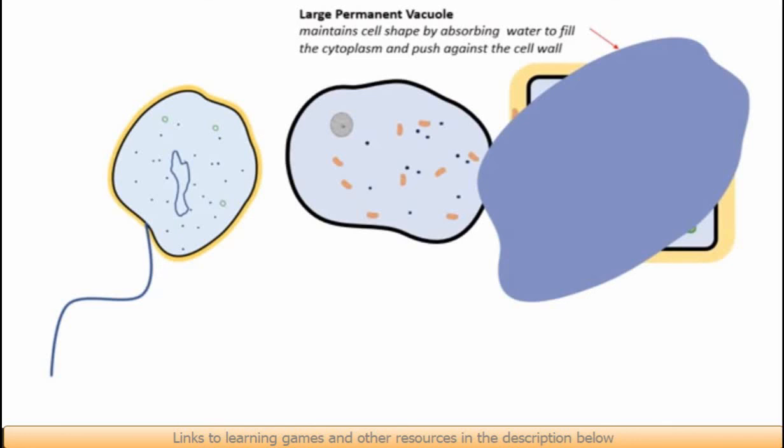A good analogy for this is the flexible inner tube of a bicycle tire inside the outer tire. When the inner tube is pumped full of air, the tire prevents it from bursting and holds the wheel in shape. In this analogy, the inner tube is the large permanent vacuole and the tire is the cell wall.